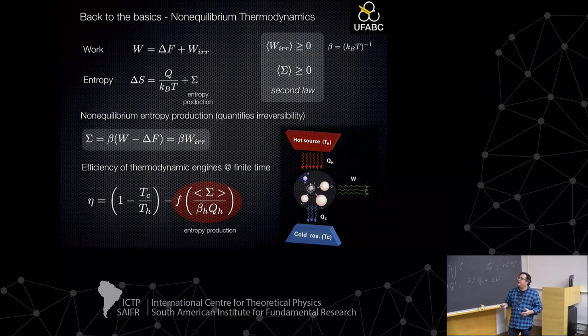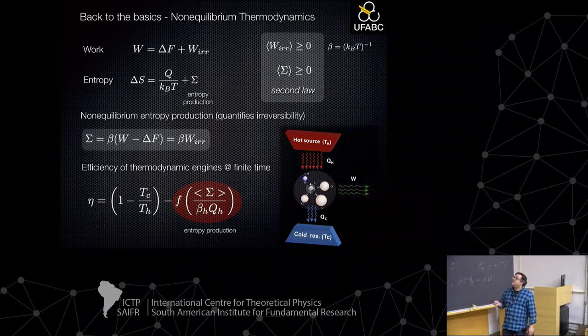For example, when we perform work over a system in a very slow way, in a quasi-static way, all the work that we perform will be stored in the system as a variation of the free energy. If you do it faster, we will get one part of this work that will be wasted, right? That we will lose due to an increase in entropy.